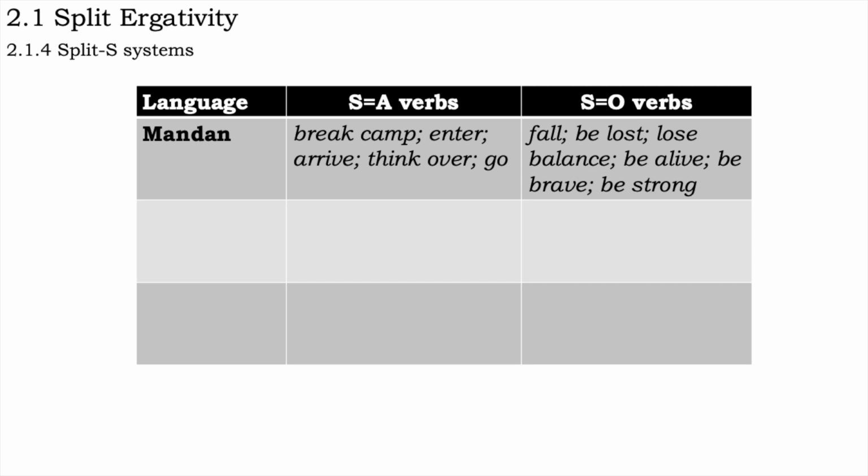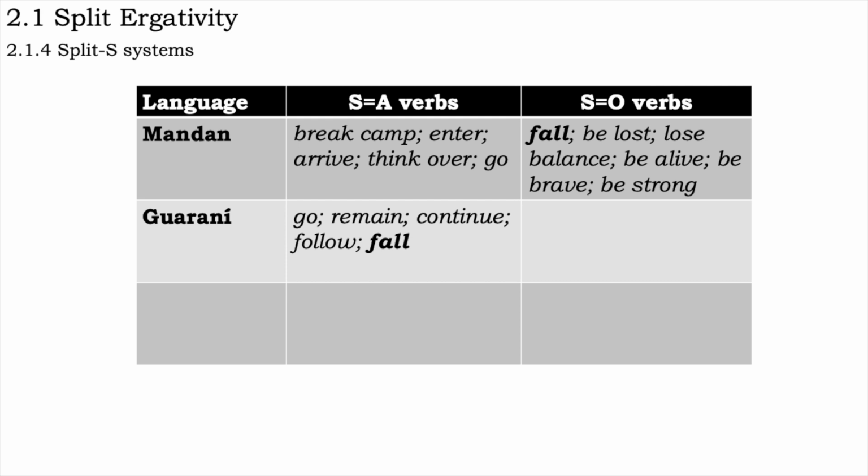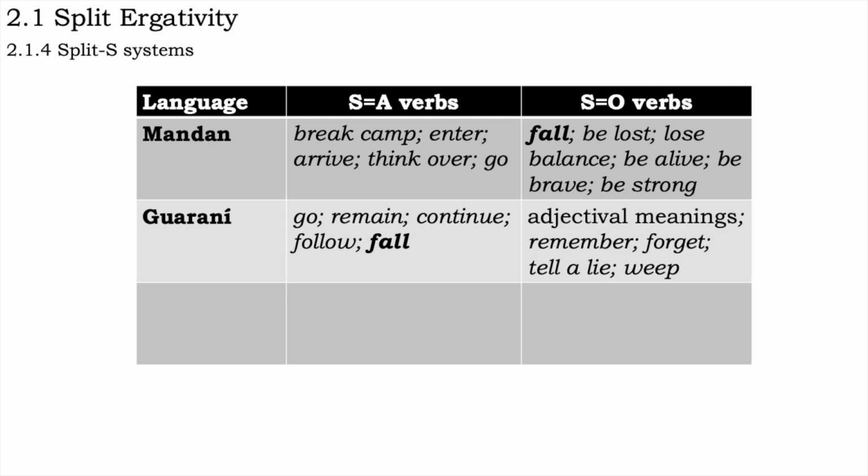For the Tupi Guarani language, Guarani, S equals A verbs include go, remain, continue, follow, fall, which was S equals O in Mandan, while S equals O verbs include those with adjectival meanings, but also remember, forget, tell a lie, and weep. Interestingly, although the personal affixes for S equals A verbs are exactly the same as the A affixes for transitive verbs, the personal affixes for S equals O verbs are only very similar, but not identical, to the O affixes for transitive verbs.